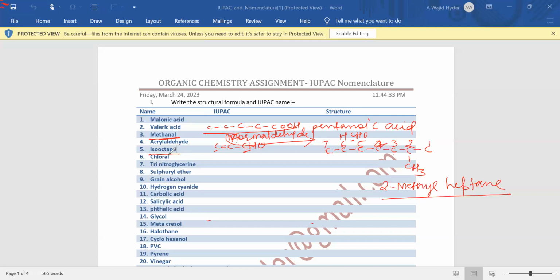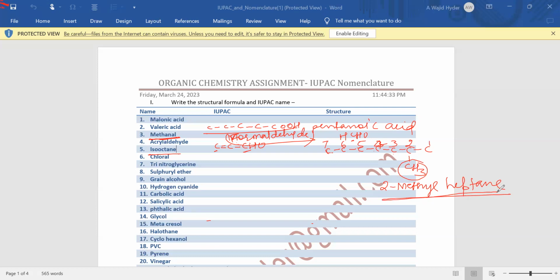But from the common name, you will never come to know whether this CH3 is there on the second carbon, third, fourth, or on which carbon it is there. So that's why the common name is not so accurate, because it will never give you the exact position of the radical attached to the main carbon chain. So from IUPAC only, you will come to know whether it is 2-methyl heptane or 3-methyl heptane or 4-methyl heptane. Is this all okay, beta?